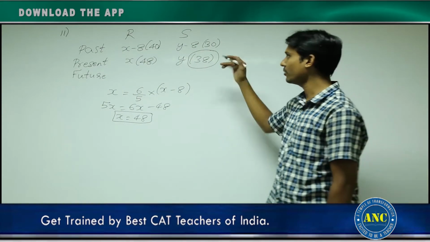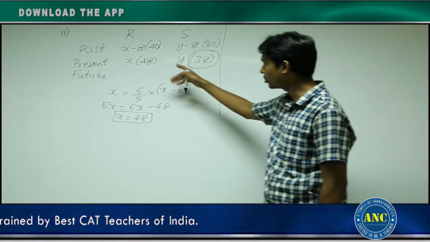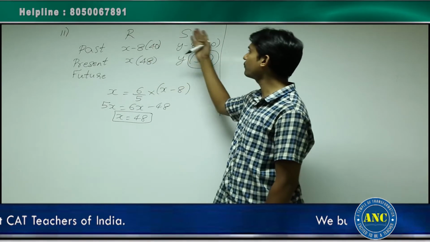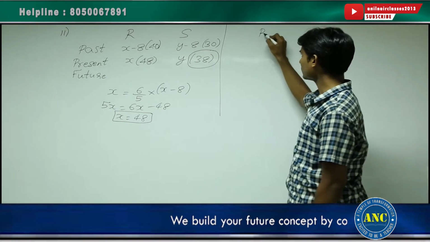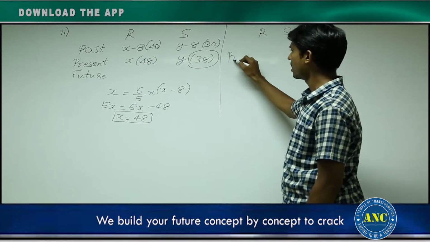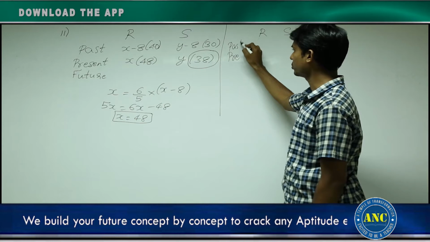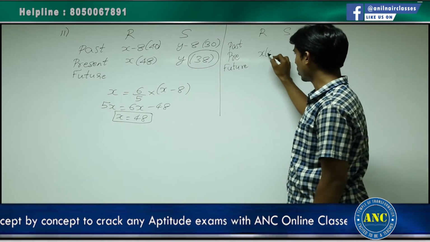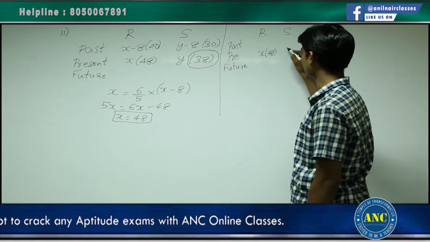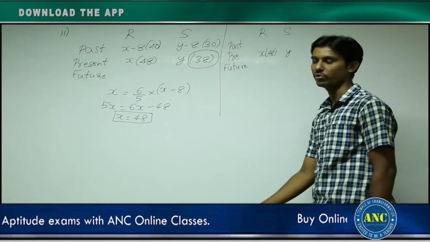Approach clear, right? Even if you think smarter, you need not go from here to here, and then from here to here, and then come back. See here, very simple. Rajat is there, his sister is there. Present situation, past situation, future situation. Rajat x, we got it as 48. You need to find the y value.